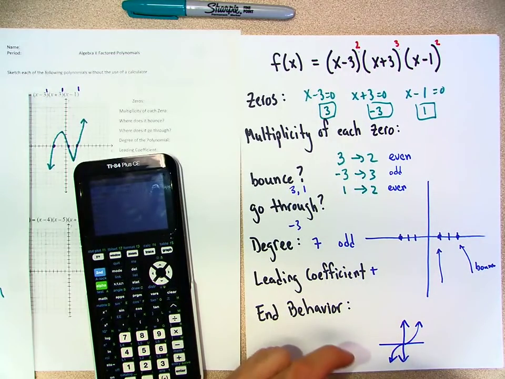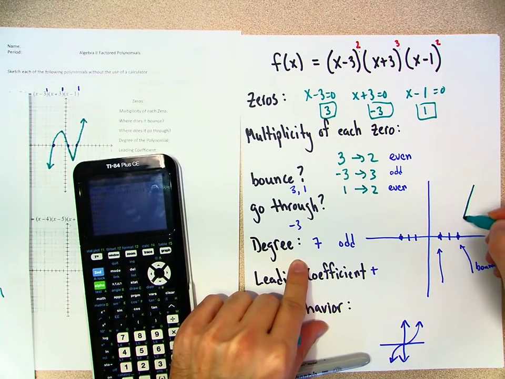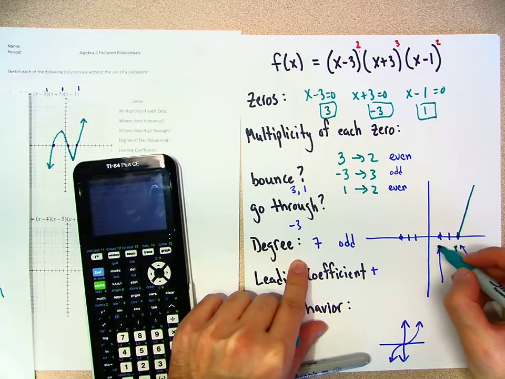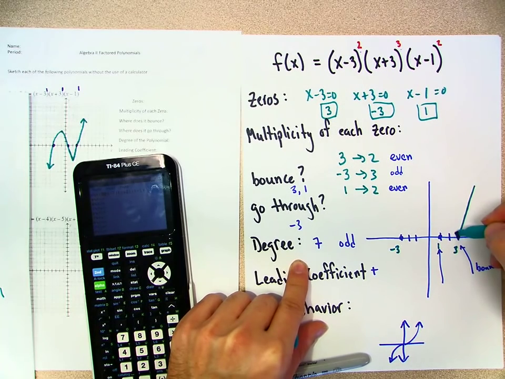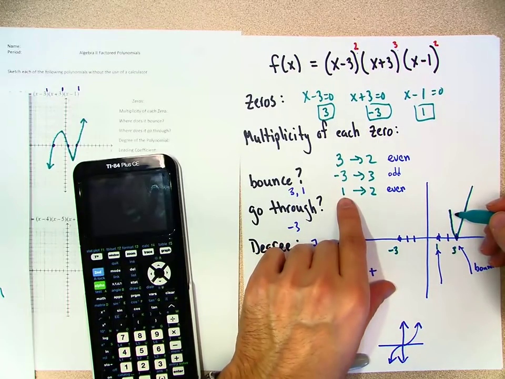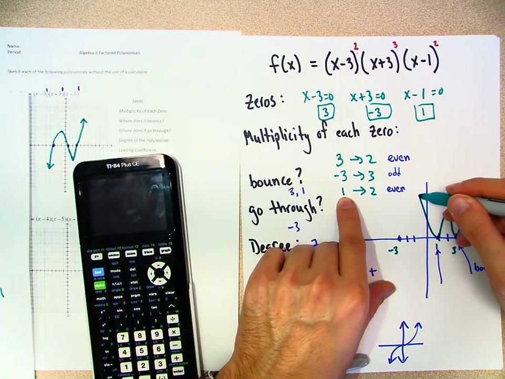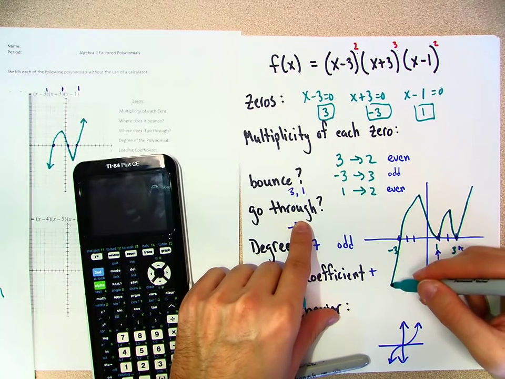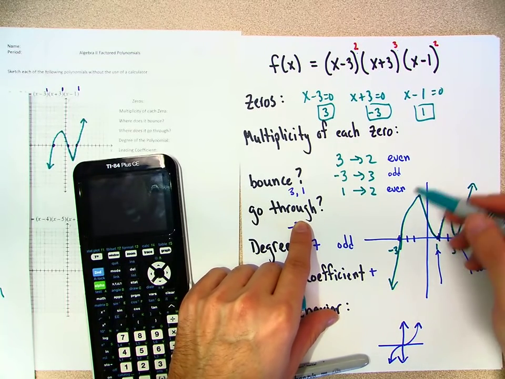Okay? So once I graph this, let's see. I'm going to start over here. When I get to this point, look, this is 3, right? And this is 1, and this is minus 3. See, once I get to 3, it has to bounce because it's even. So then I go up, but then I go down, and then here at 1, it has to also bounce again, but then I'm going to go up, and then when I get down to minus 3, it has to go through because it's odd. All right, so our graph should look something like this with the bouncing and the going through.